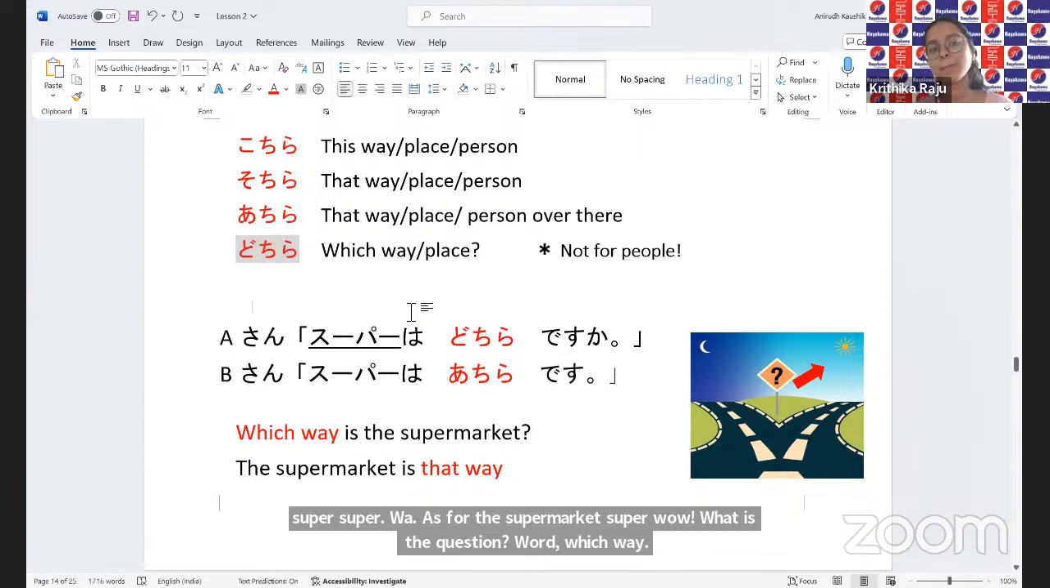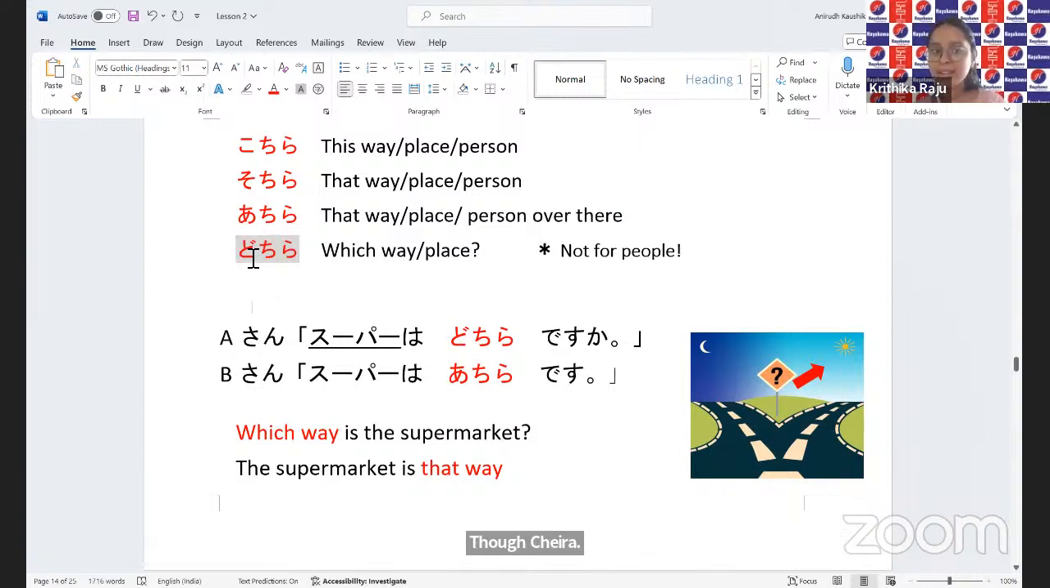Which is Dore? Dochira. The question word is dochira. Dochira desu ka? Super wa dochira desu ka? Which way is the supermarket? Super wa dochira desu ka?